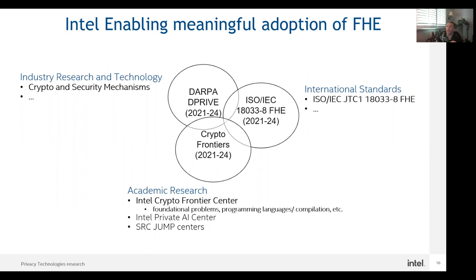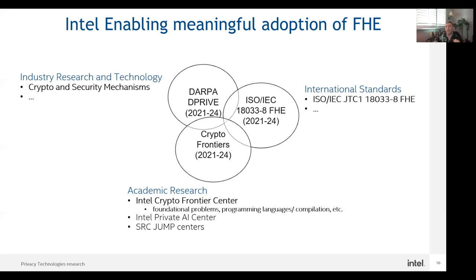So to me, enabling homomorphic encryption and privacy enhancing cryptography in general means doing the technology, means doing the standardization, means doing the academic research. And we'll see a lot of accelerations of all of this in the next 3 years.